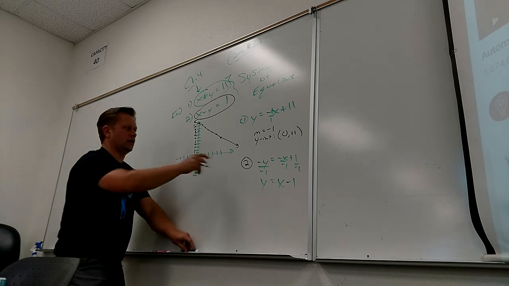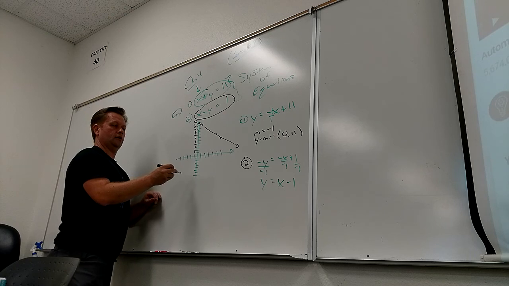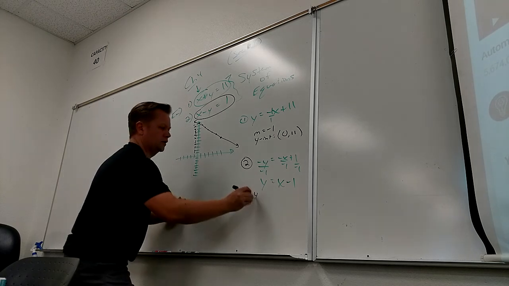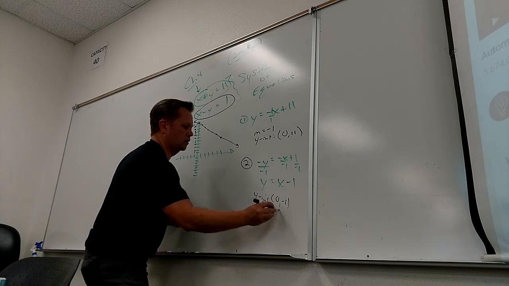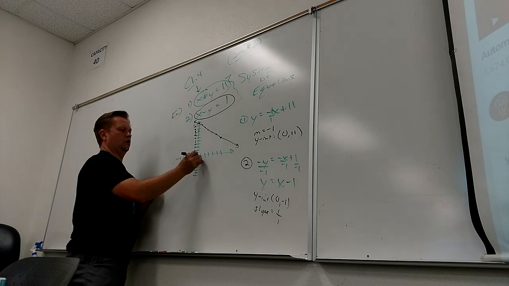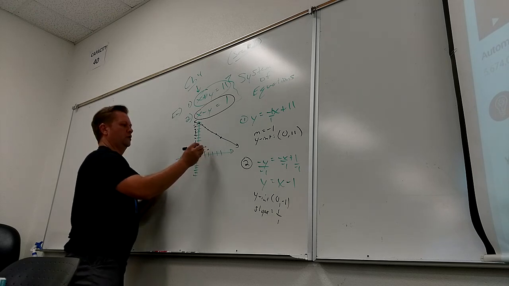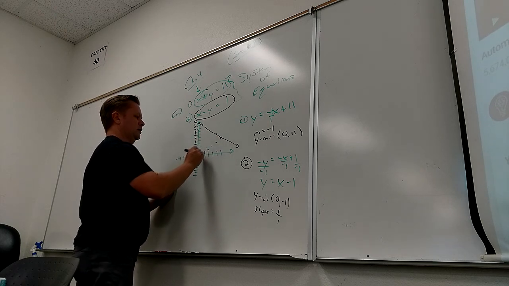So then what do I know about that line? Yep, the y-intercept is 0, -1. That's where I start. And the slope is 1 over 1. So slope, start at -1. Up 1 over 1, up 1 over 1, up 1 over 1, up 1 over 1, and so on.